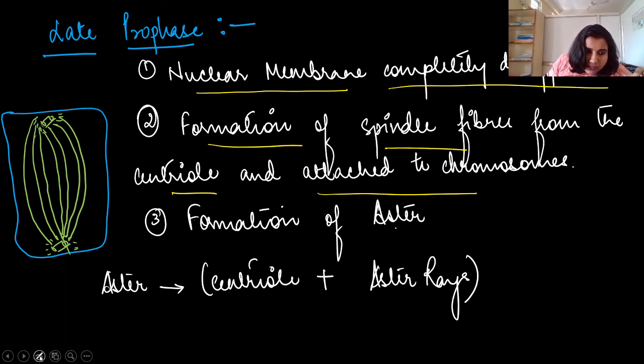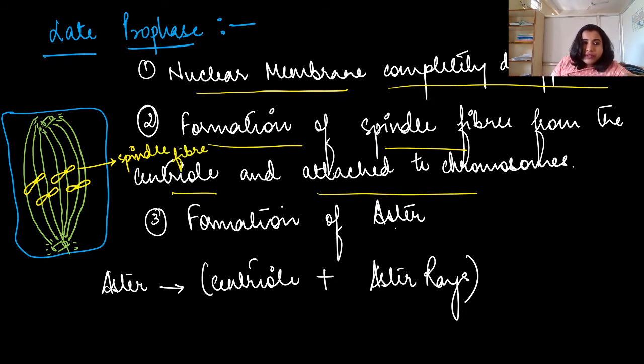See here, let me draw the chromosome here. This is attached to the chromosome, right? So this is the formation of, and this one we call spindle fiber, which gets attached to the chromosome. Formation of aster. Aster means what?